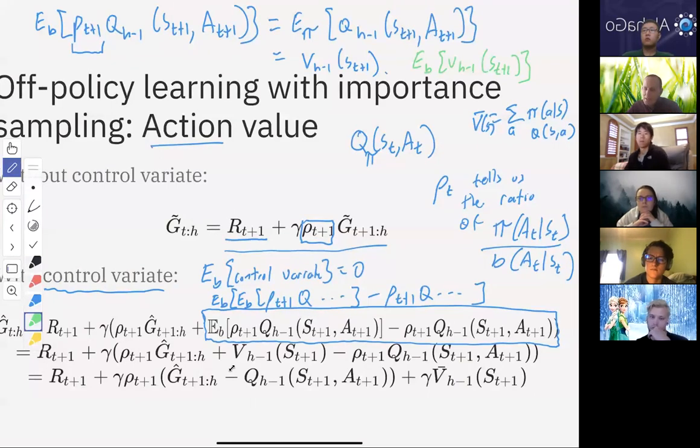So Bowen, what's the expectation of V_{H-1} of S_{t+1}? And you can unmute yourself, or let me try unmuting you. Your mic is not working. Got it. So we will answer the question in the chat.